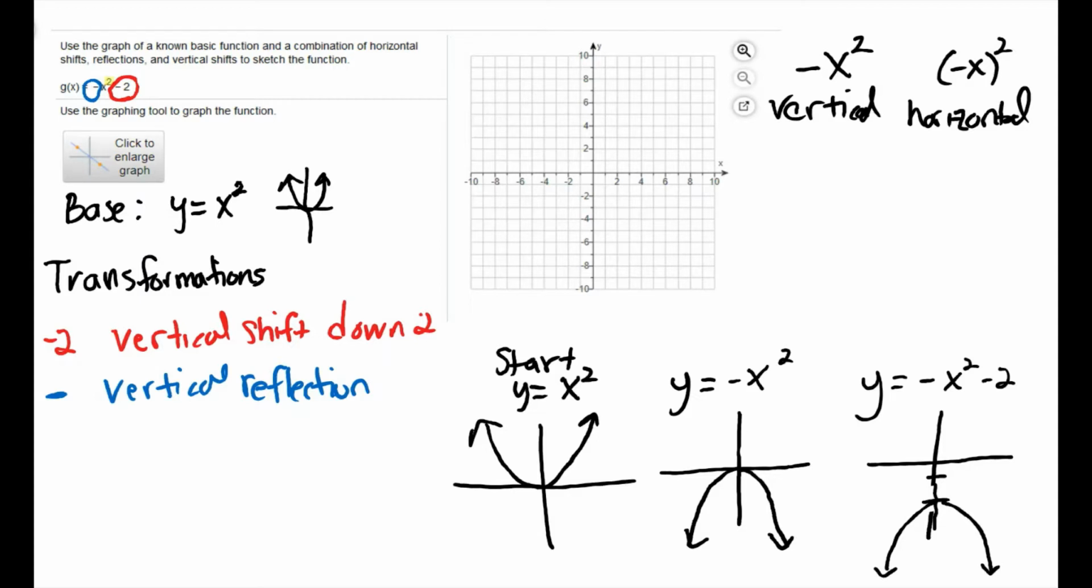So I'm going to draw the final graph here on the grid. It will look like this. And that is our graph drawn with the idea of transformations.